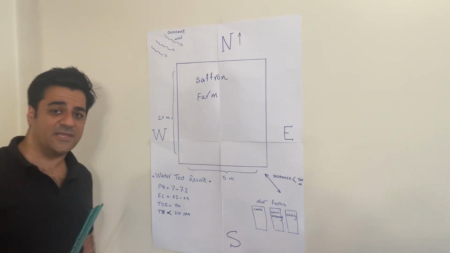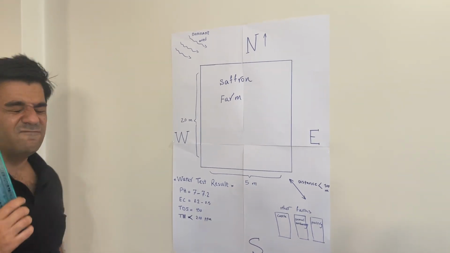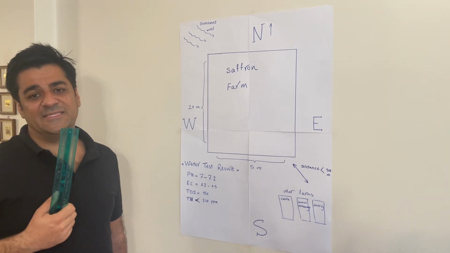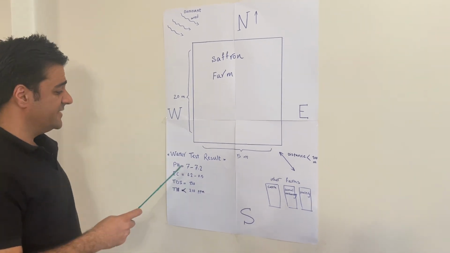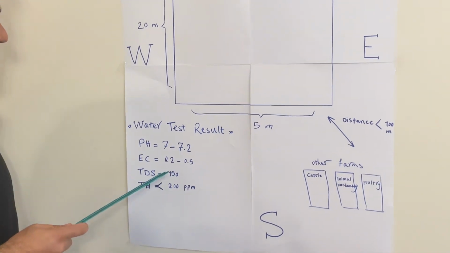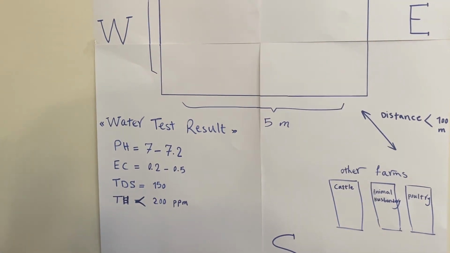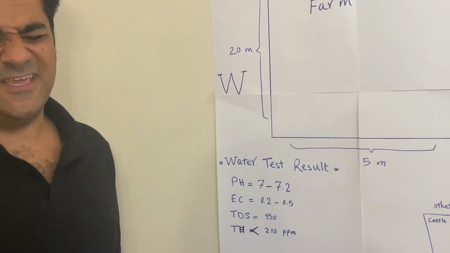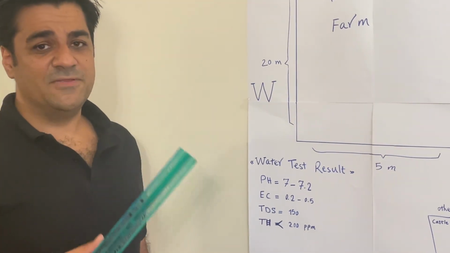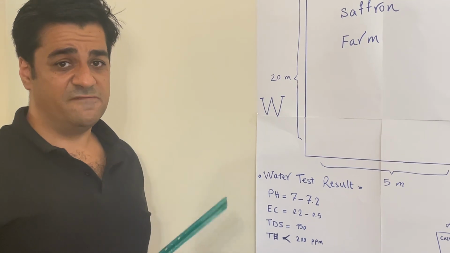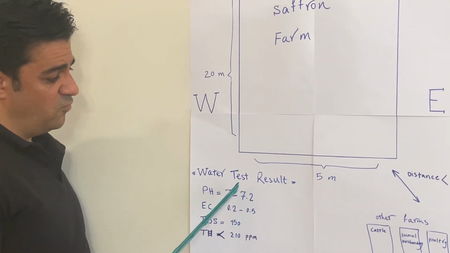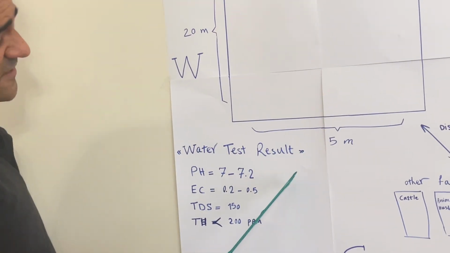Another thing before constructing, you should consider the water. If you want to purchase a land, the first step is you should get the water test result for the saffron farm. In the saffron farm, for nearly 9 months of the year, we don't use water, no issue. But in the 3 months of the winter, in the propagation phase in the hydroponic system, we want to use the water. The result of the test is very important.